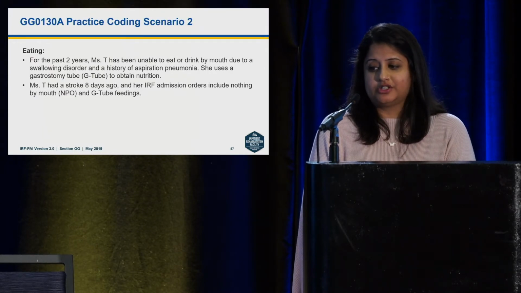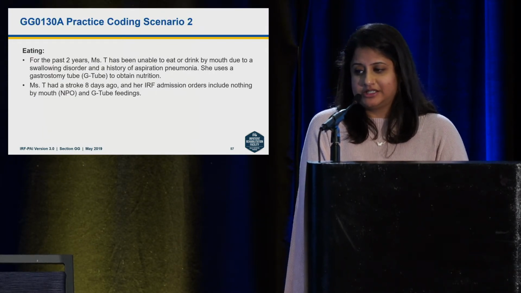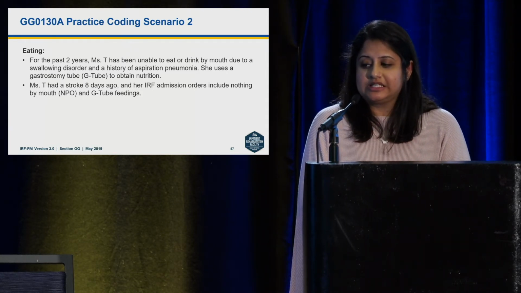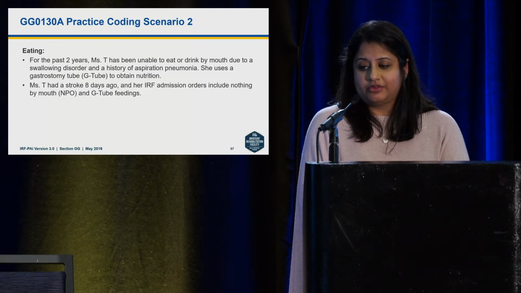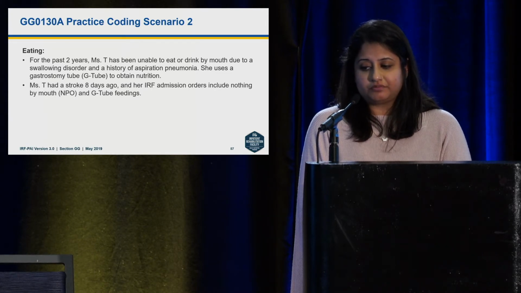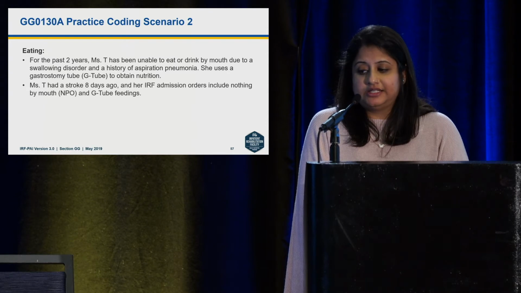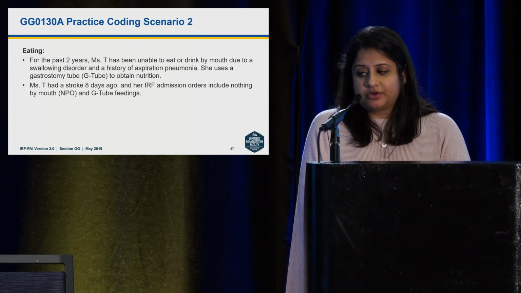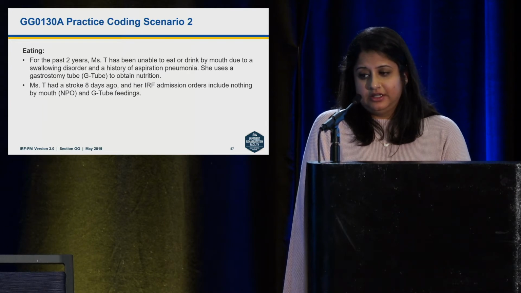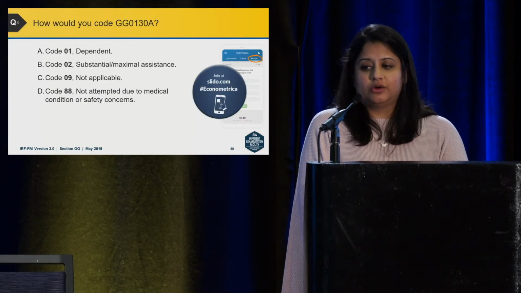All right, so here's our first Slido practice scenario. For the past 2 years, Ms. T has been unable to eat or drink by mouth due to a swallowing disorder and a history of aspiration pneumonia. She uses a gastrostomy tube or G-tube to obtain nutrition. Ms. T had a stroke 8 days ago, and her IRF admission orders include nothing by mouth or NPO and G-tube feedings. So how would you code GG0130A?